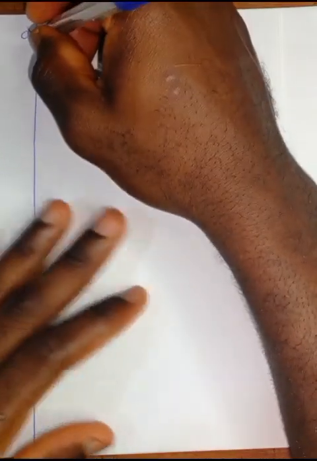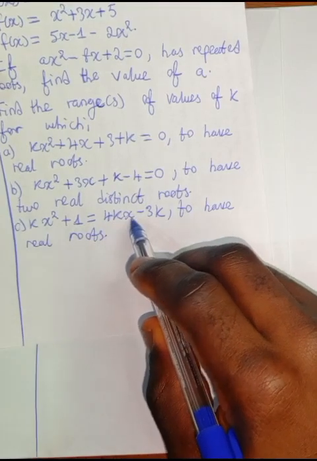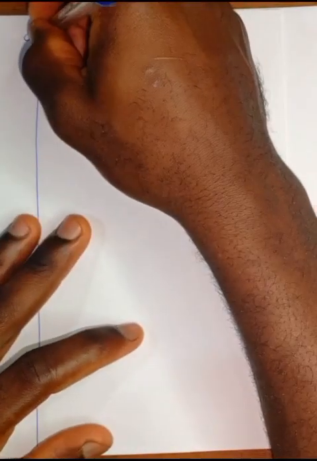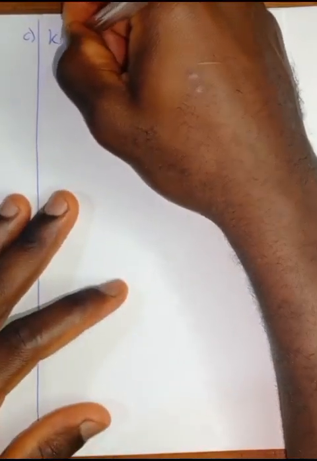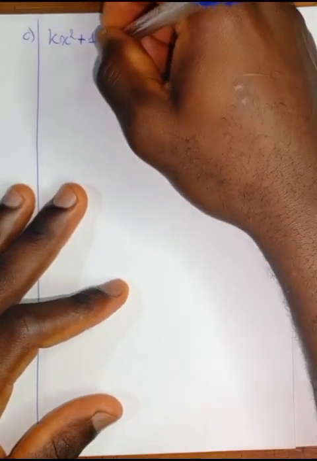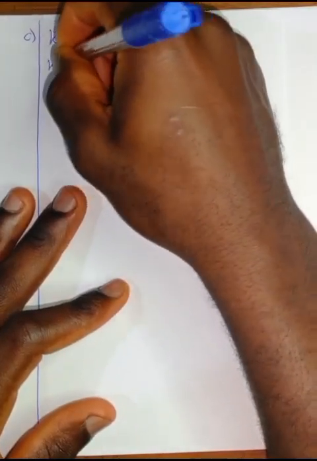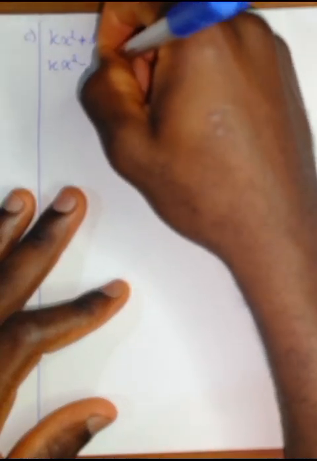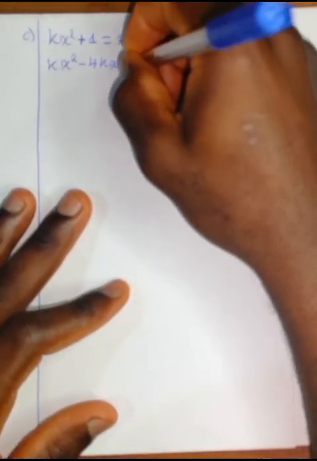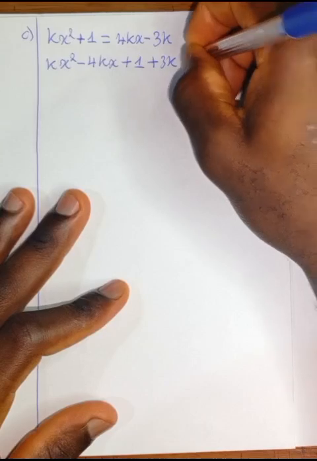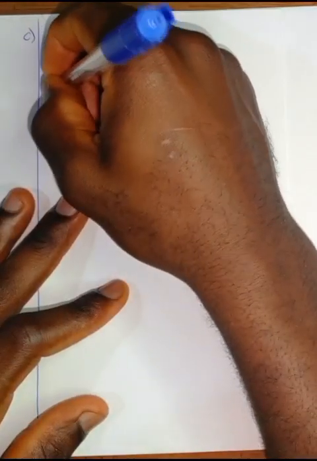For question C, we have kx squared plus 1 is equal to 4kx minus 3k, to have a real root. kx squared plus 1 is equal to 4kx minus 3k. We can arrange this. We know this will give us kx squared minus 4kx plus 1, and negative 3k crosses, it becomes positive, plus 3k is equal to 0. We're going to write comparing.